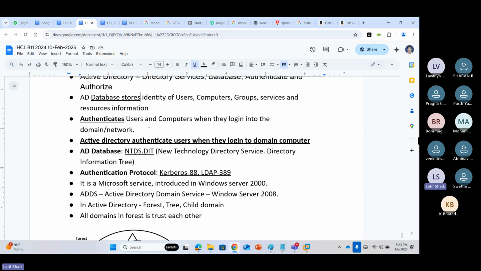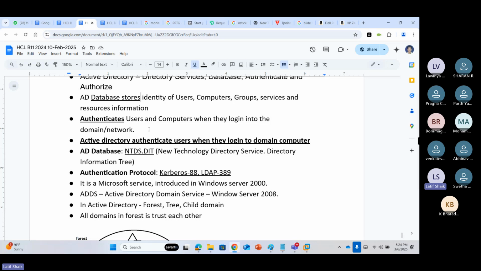What is Active Directory? Active Directory is a Microsoft directory service. Two services: the Active Directory database service and authentication and authorization services. The database service means it contains users, groups, computers, and resources in the domain. Whenever a user, computer, or any object requires authentication and authorization, that is done by Active Directory when they log in or access resources.